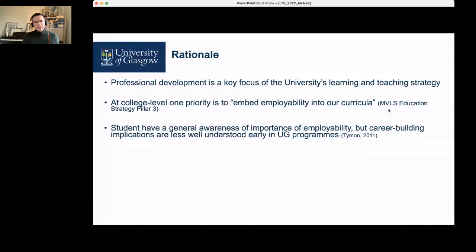Generally speaking, from the student perspective, research has shown that students tend to have a good general awareness of the importance of employability, but not necessarily what goes into building a career. So the steps and practices that they need to put in place to develop their employability, particularly at the early stages in undergraduate programs.